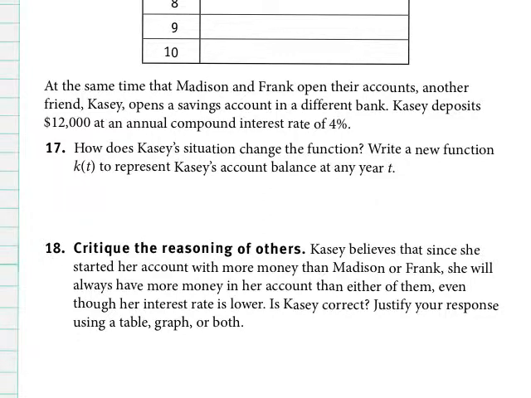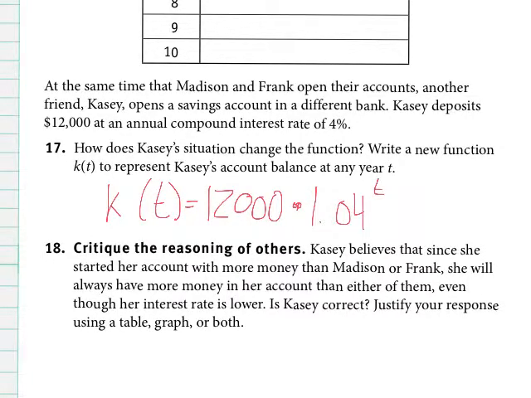Okay, so what do you guys think about 17? It gives me the function name. So for Casey, we're going to name it K of t. What is the initial value in the beginning of Casey's function? 12,000. So that's a little bit different than Madison's. Times, what's the growth factor for this function? 1.04. So we still need the 1, right? Because we are increasing the value, so it's got to be bigger than 1. And her interest rate is 4%. So I heard all of you say 1.04. That's good. To the t power.